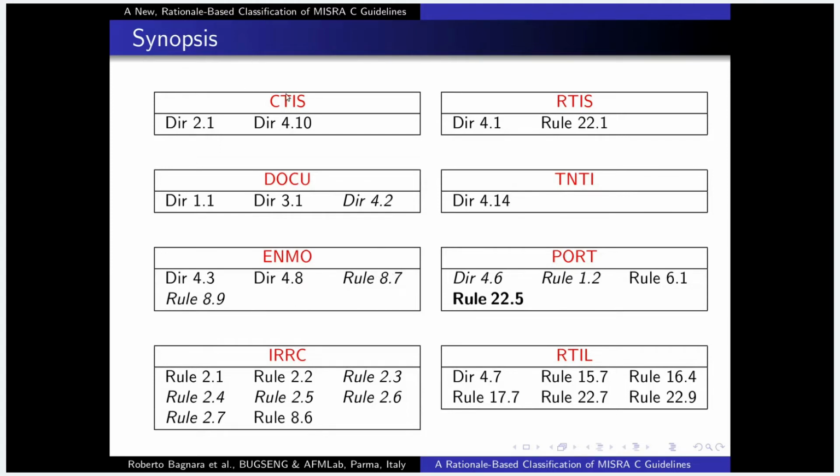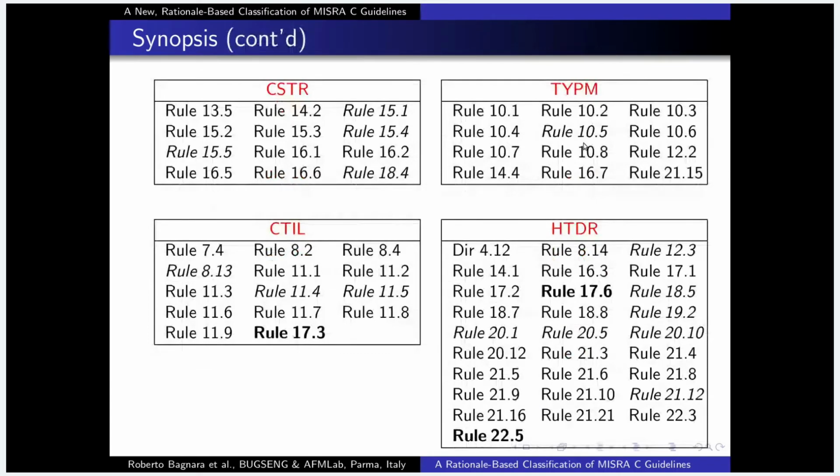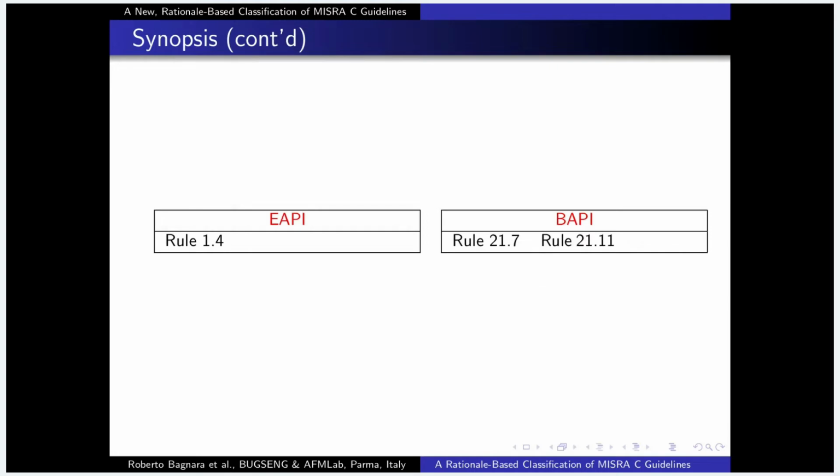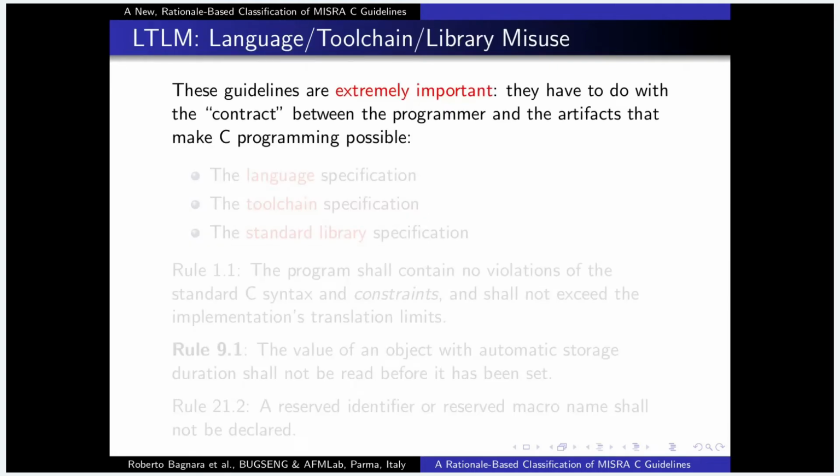So I will go through the meaning of each set. CTIS means compile time issue. Runtime issue is RTIS, but just to give you a flavor of how the classes are done. HTDR means hard to do right. I will explain later what we mean by this. So we have seen the 16 classes now. Let us now explain briefly all of them.